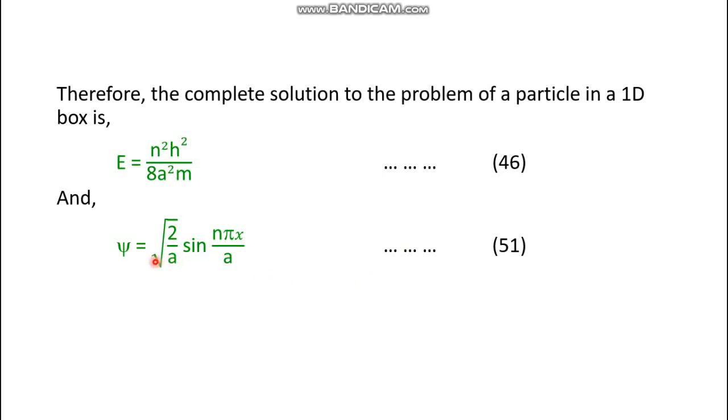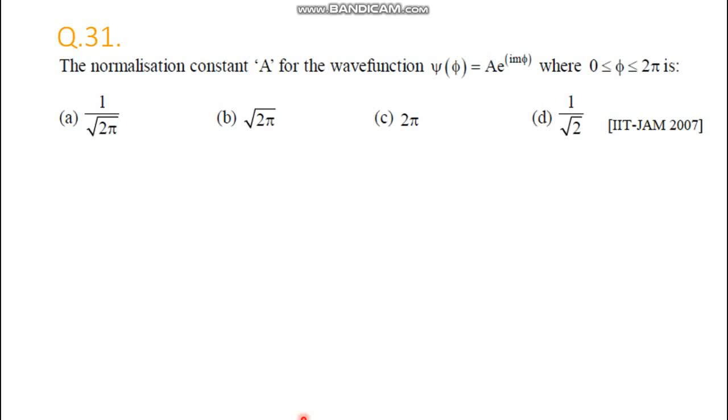Here we get the expression of psi, that is psi equals root over 2 by small a sine n pi x by small a. This is equation number 51, and this is about the problem of a particle in a one-dimensional box. This is the energy expression, and this is the wave function. Now move on to the questions.